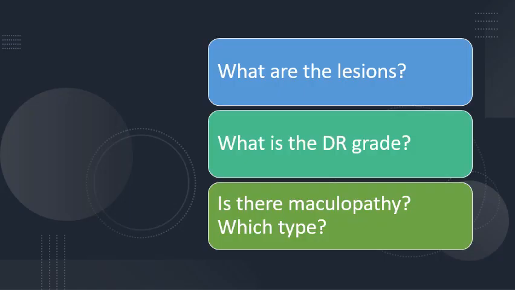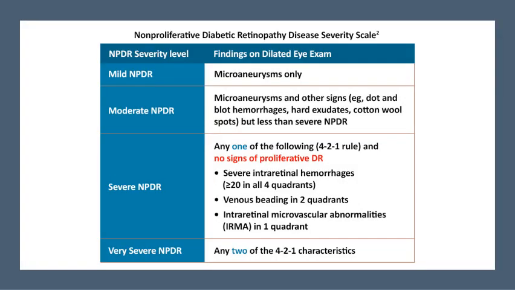Now we will start to discuss how to grade diabetic retinopathy according to the findings in the fluorescein angiography. Non-proliferative diabetic retinopathy is characterized by the absence of neovascularization, like neovascularization of the disc or neovascularization elsewhere.